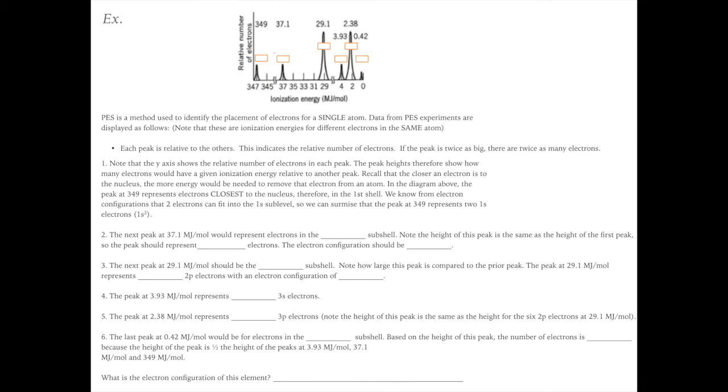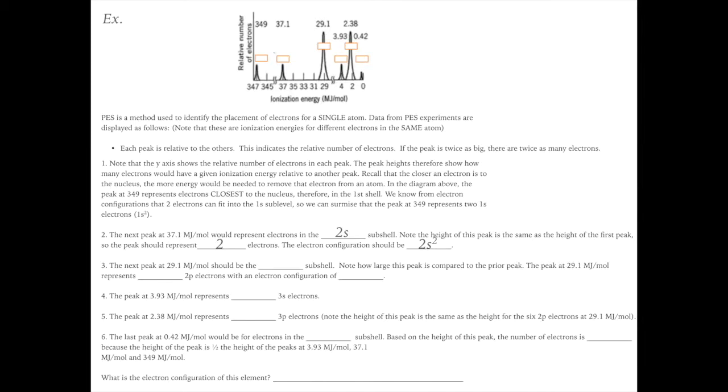And so as a result, we know that the 349 peak, that first peak on the left-hand side, is going to represent 1s2. Because remember, 1s is the orbital that is closest to the nucleus, so we know that it's going to be 1s2. So the next peak, the 37.1, is the next closest to the nucleus, therefore it's going to be from the 2s subshell. Now notice, because it's the same height as the 1s subshell, it's going to have 2 electrons. So the electron configuration for that is going to be 2s2. So we've got 1s2, 2s2.